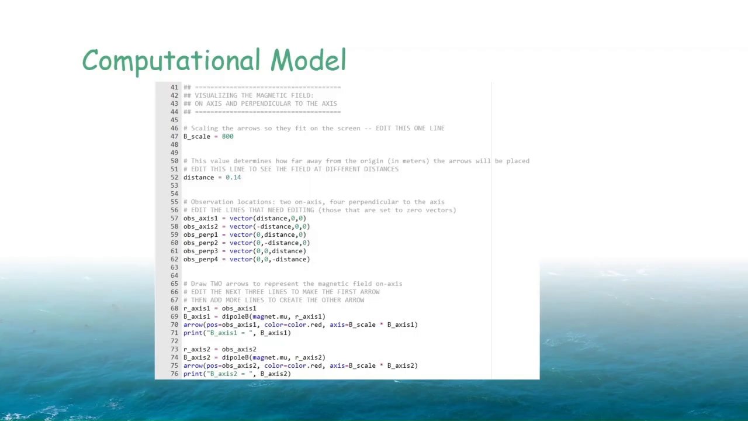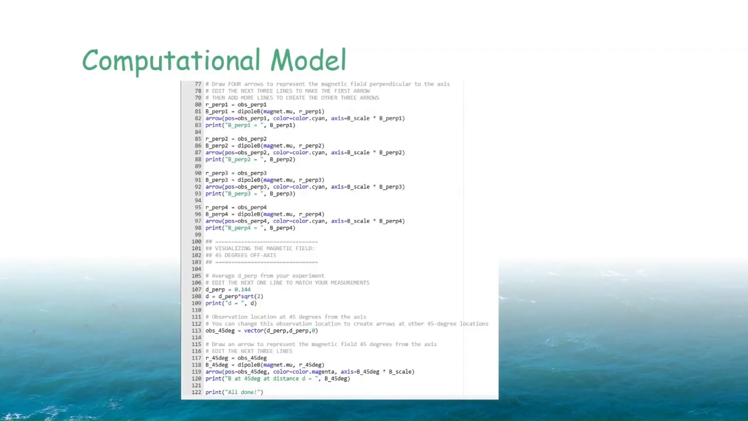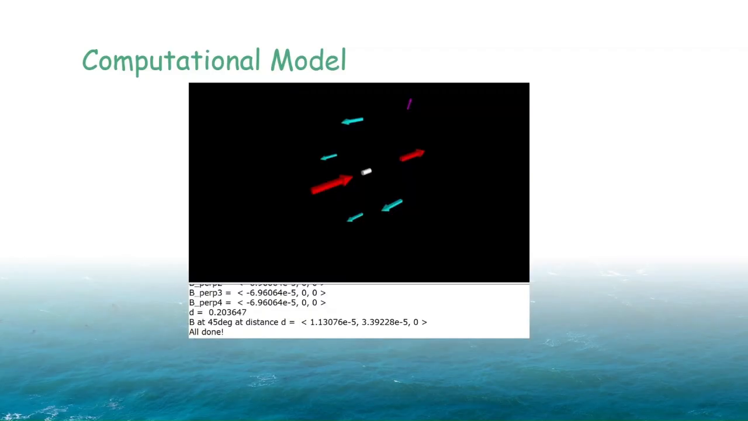2 arrows were created to represent the magnetic field at the locations that were on axis. 4 arrows were created to represent the magnetic fields perpendicular to the axis at the 4 observation locations. Lastly, the magnetic field for the off-axis measurement was calculated. This was the result from the computational model. The red arrow represents the on-axis measurements and the cyan arrows represent the perpendicular measurements. The magenta arrow represents the off-axis magnetic field.